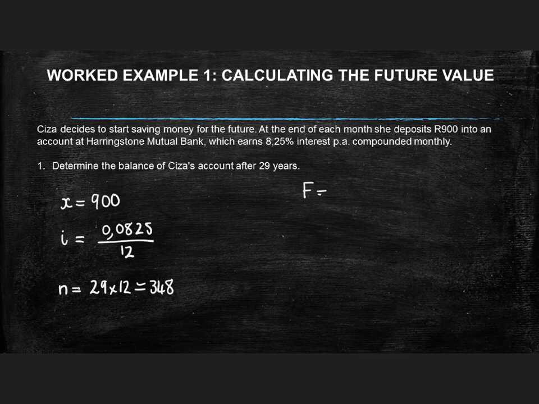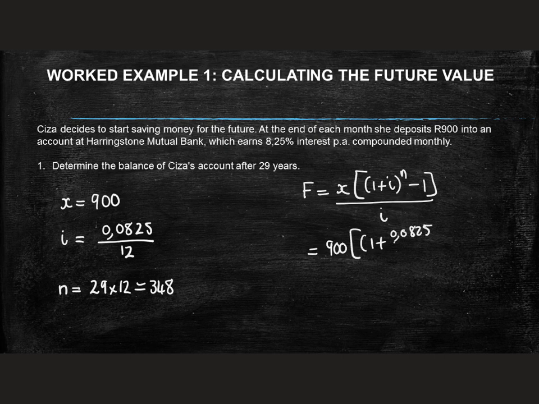That would mean then, if we take our future value equation and we write out what we're going to use, we would be able to sub into this equation and find a solution. 900 into 1 plus 0.0825 over 12, to the 348, minus 1, all over 0.0825 over 12.